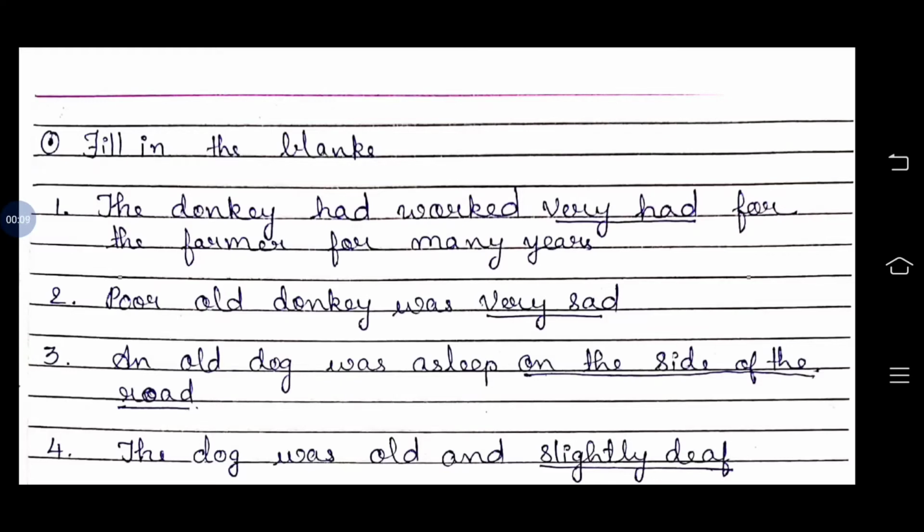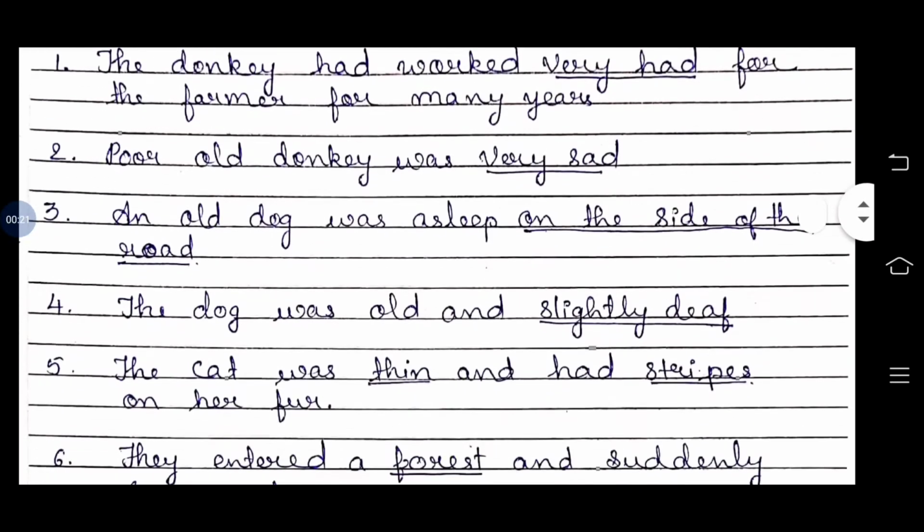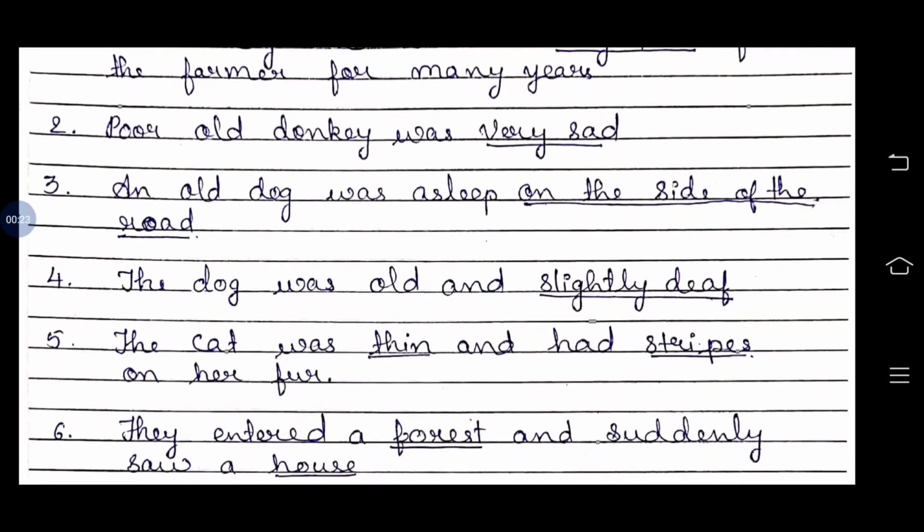The first one: The donkey had worked dash for the farmer for many years. Answer: the donkey had worked very hard for the farmer for many years. Okay. Now second one: Poor old donkey was dash. Poor old donkey was very sad. Now third one: An old dog was asleep dash. An old dog was asleep on the side of the road.